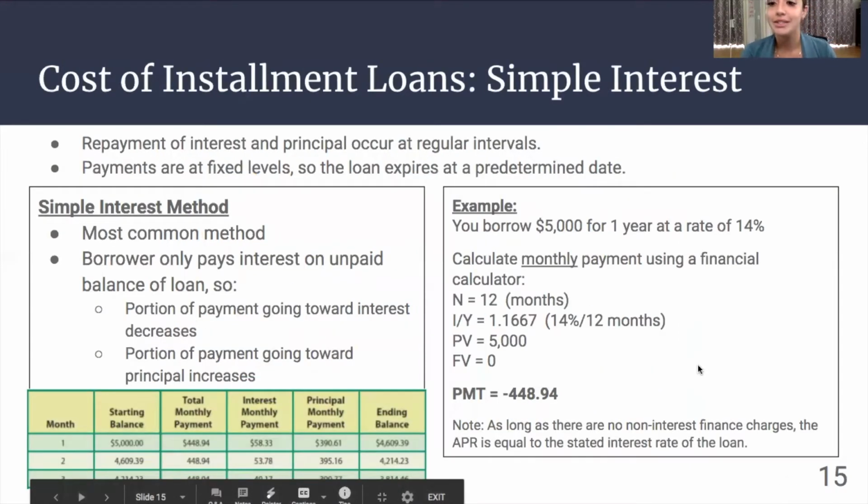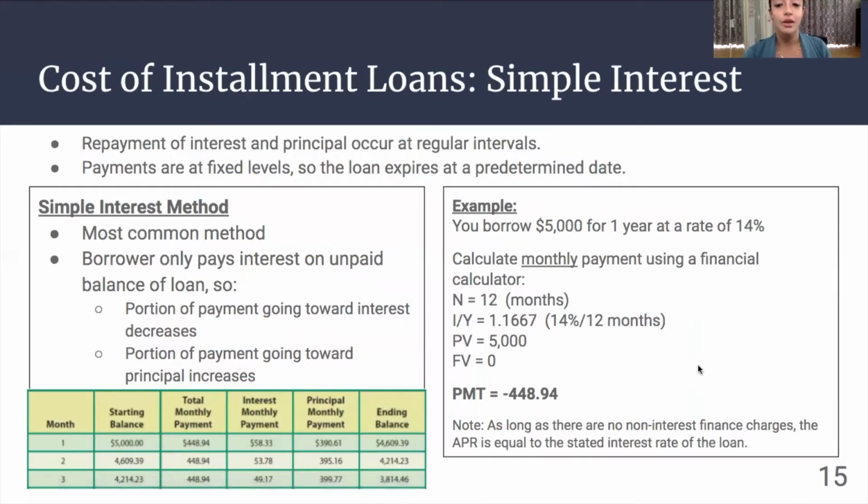So now we're going to get into installment loans, and this is the simple interest method. With installment loans, your repayment of interest and principal occur at regular intervals, and these payments are fixed, so you will know ahead of time when your loan is going to expire. The simple interest method is the most common method.